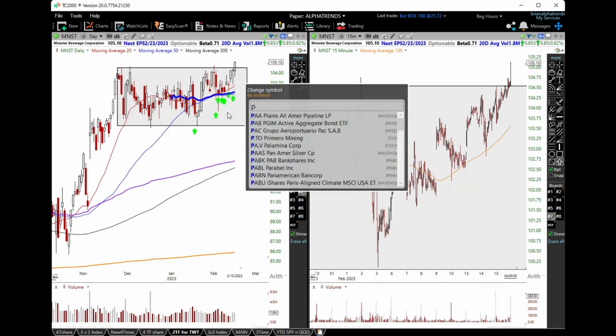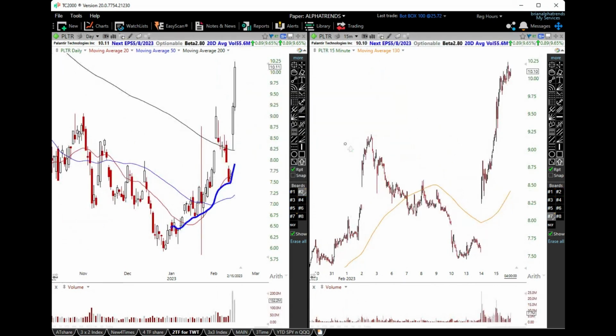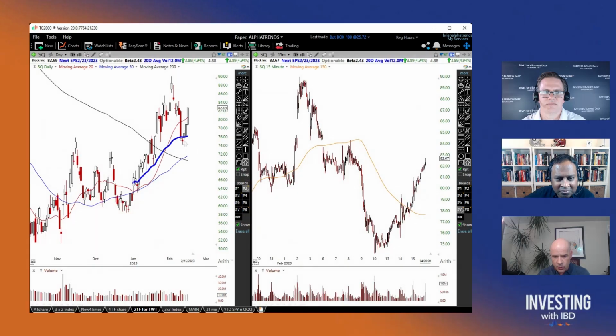What about Peloton? Even that garbage stock when it pulled back, where did the buyers emerge? Right in there. I mean, I could go on all day with this stuff. Even another garbage stock, Palantir. Buyers, buyers, buyers, all at the year-to-date anchored volume-weighted average price. How about Square? You know, one day below.